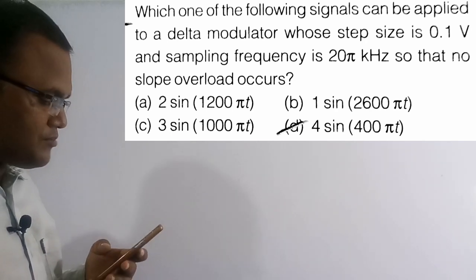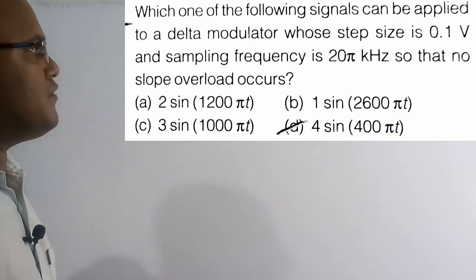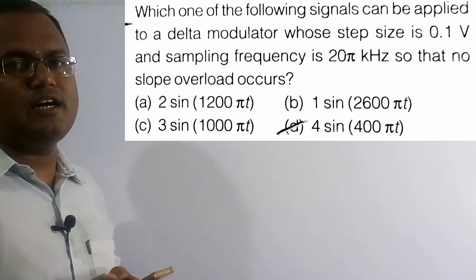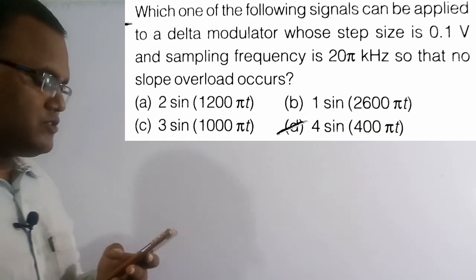Out of the four options, option D is the correct solution of this question. For the option D message signal, we are not going to get any slope overload in this delta modulator. So let's solve this numerical.